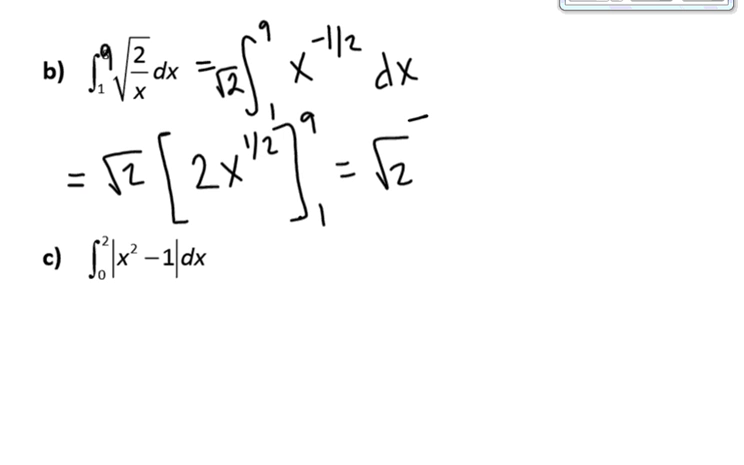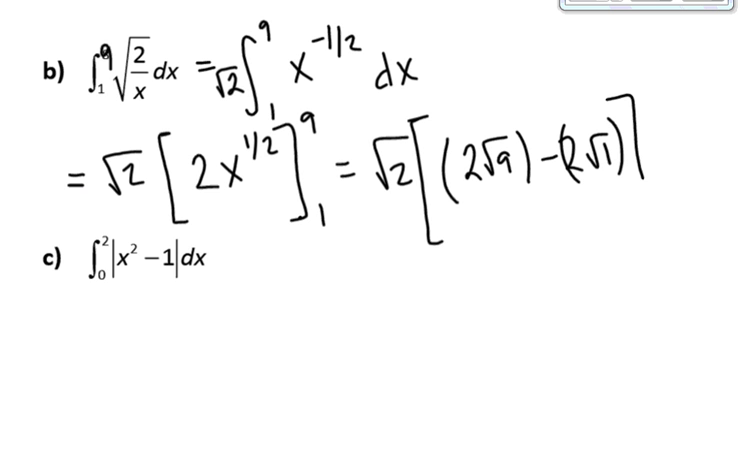Just the way that I like to do this, I like to keep my square root of 2 out front, and then I'm going to evaluate my antiderivative at 9, so that's going to be 2 square root of 9 minus 2 square root of 1. So you can see that f of b minus f of a there.